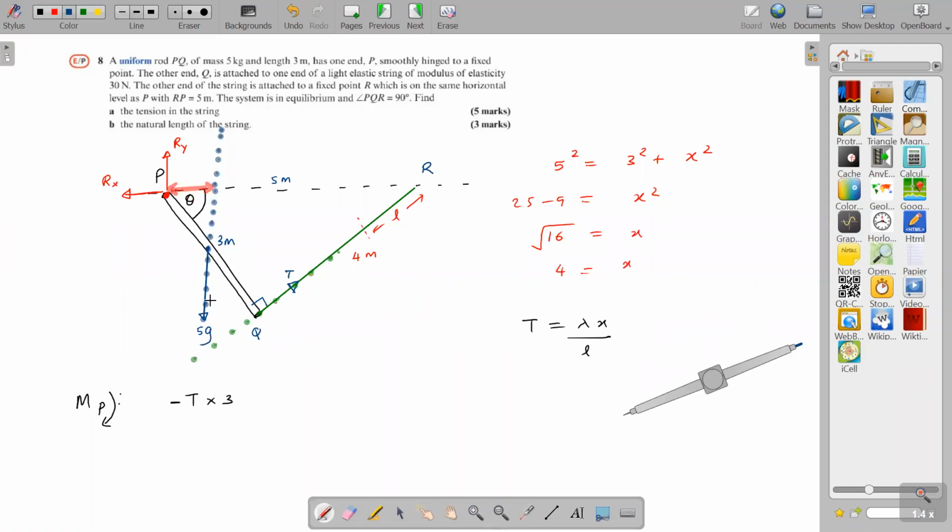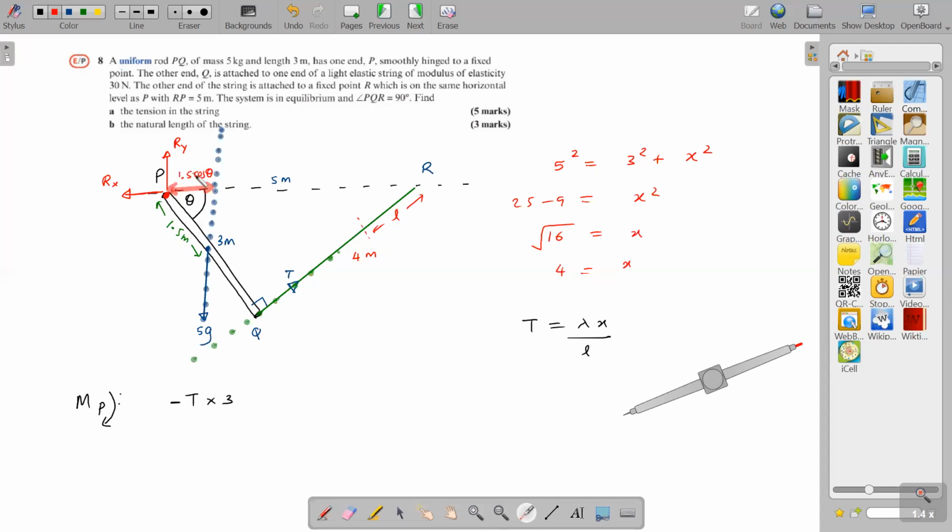What do we know about the length here? You know this object is a uniform rod, so the weight 5G acts exactly in the center of PQ, right? Which means this distance from P to the 5G is 1.5 meters. Guys, do you agree? This is 1.5 meters. So this is the hypotenuse of this particular triangle. You could resolve 1.5 and you can get the red color distance as what? This red distance can be 1.5 cos theta. Guys, do you agree?